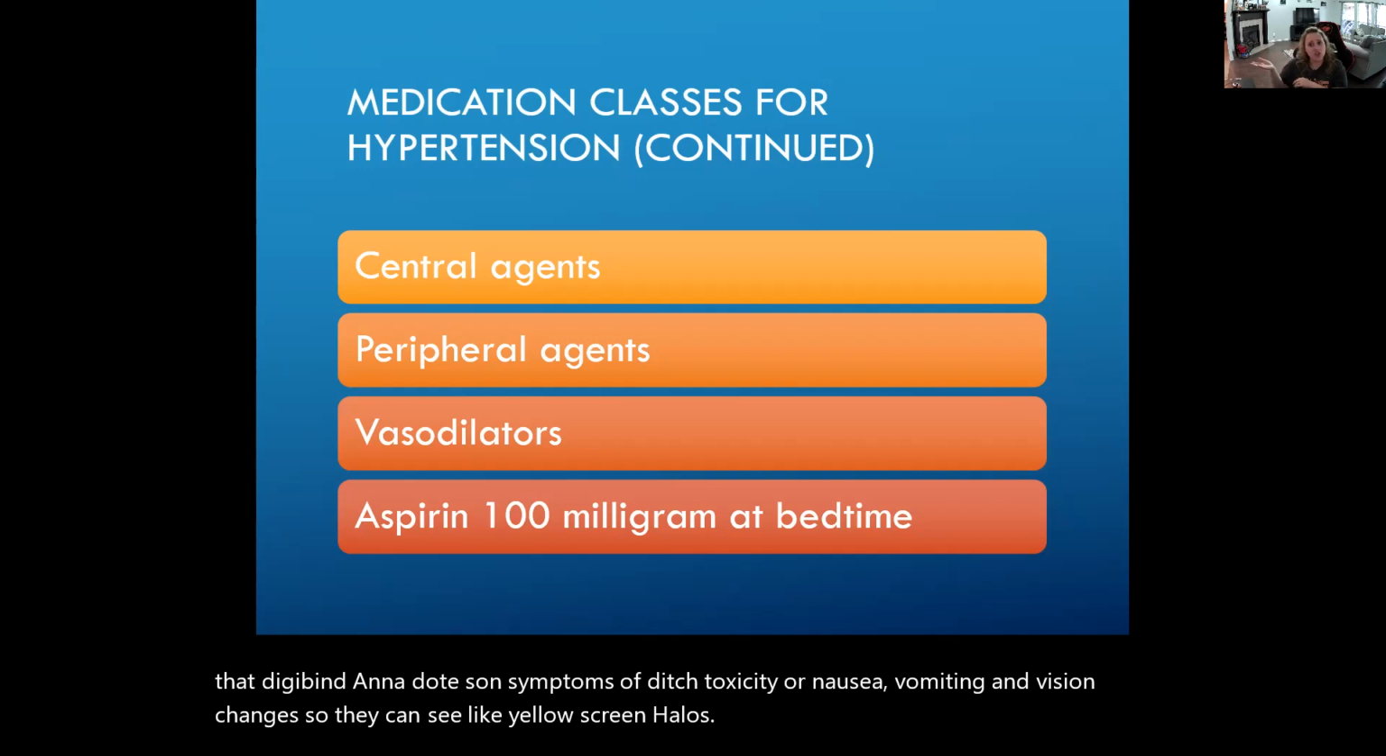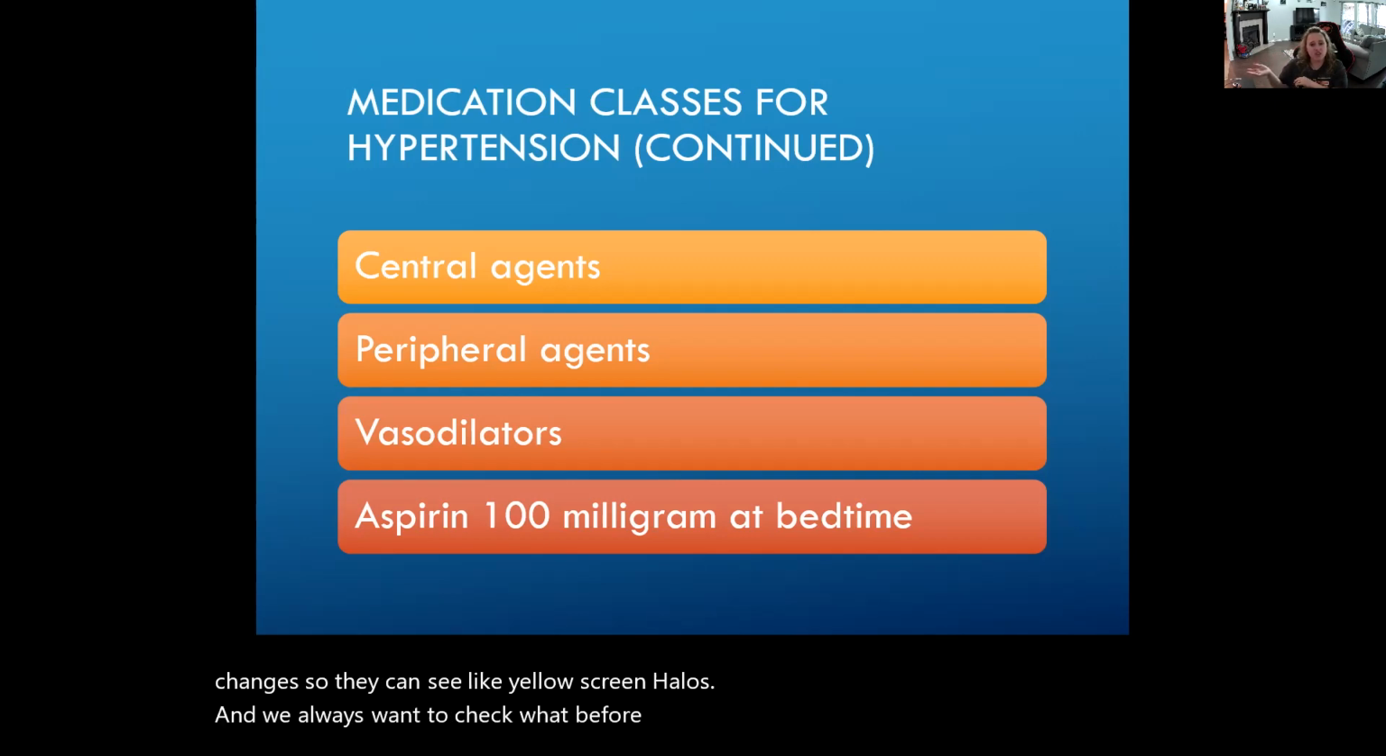And we always want to check what before we give dig? Apical pulse. You guys should know that. You study that over and over again for your drug test, or for your med check off.